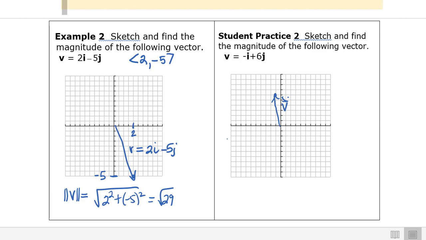To find the magnitude of v, take the square root of a squared, where a is negative 1, plus b squared, which is 6 squared. So we're going to get the square root of 37.